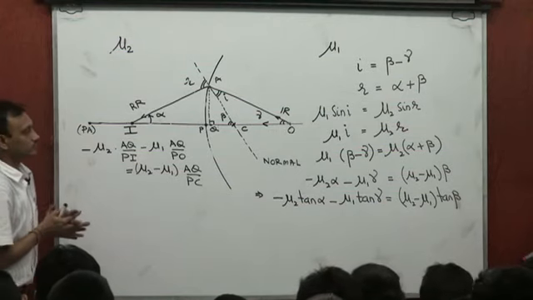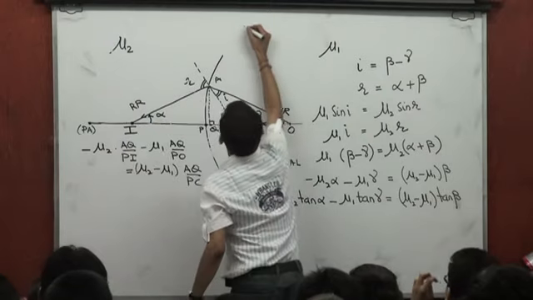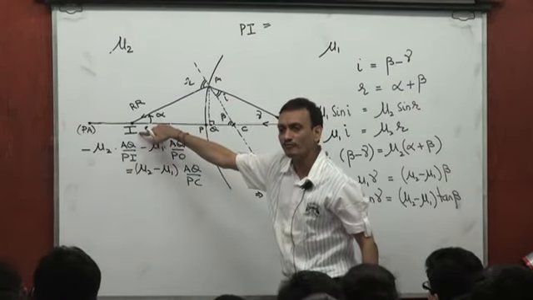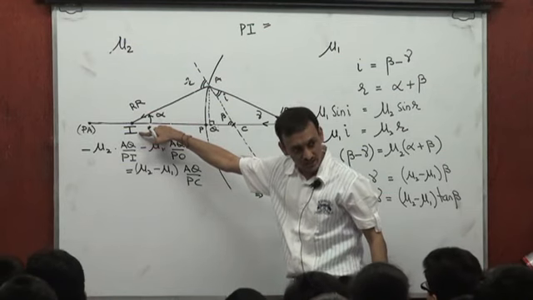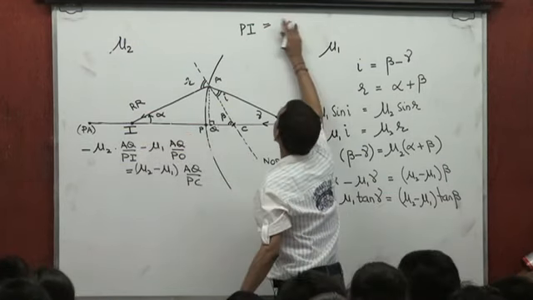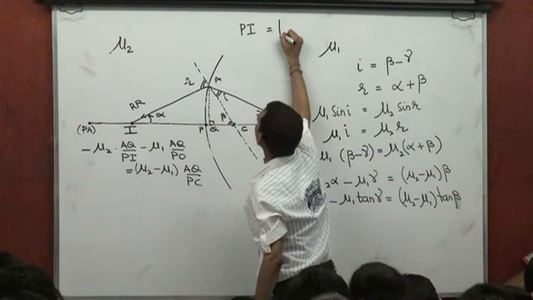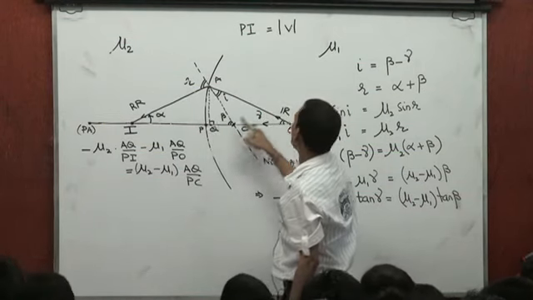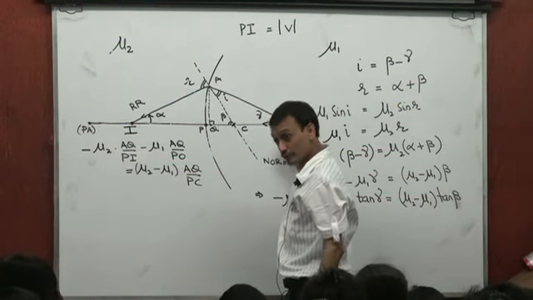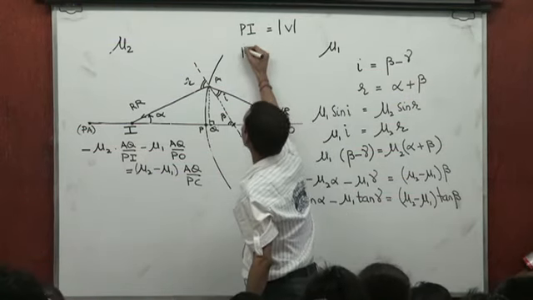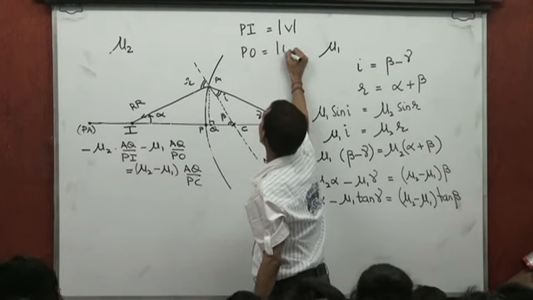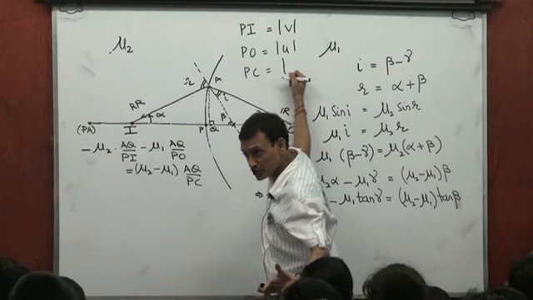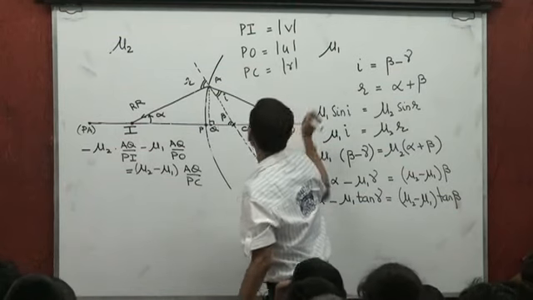Now, Pi is what? Pi is the magnitude of V, the magnitude of the image distance, algebraic image distance, right? It is mod V, magnitude of image distance. And PO is what? Magnitude of object distance, mod U. And PC is the magnitude of radius of curvature, mod R, right?